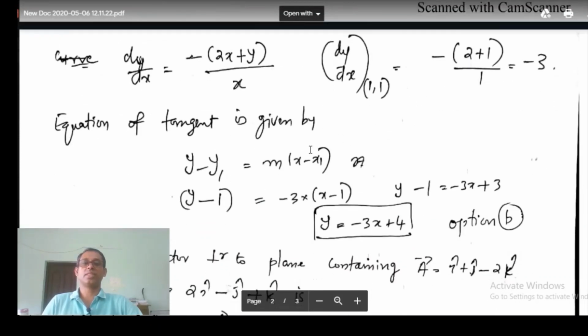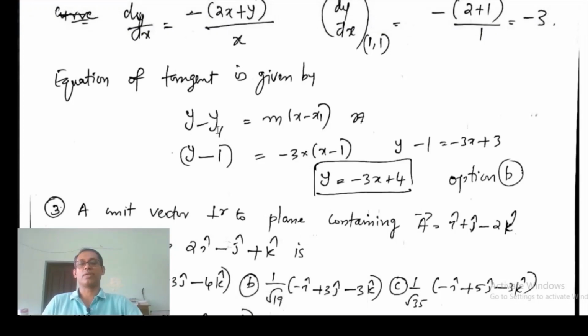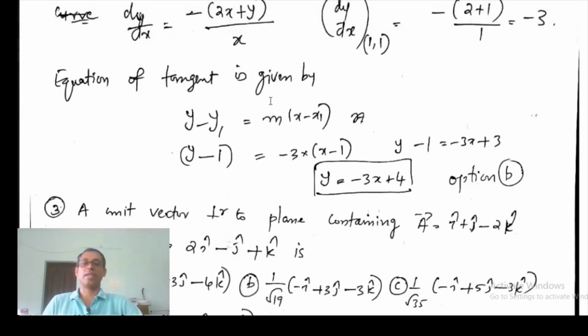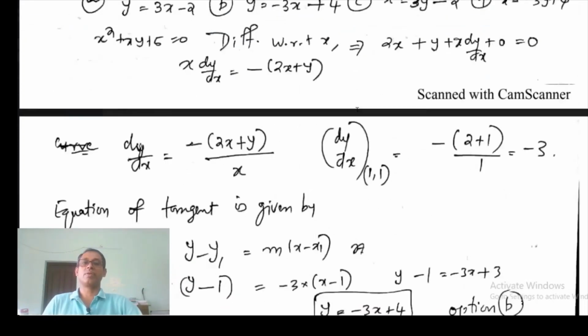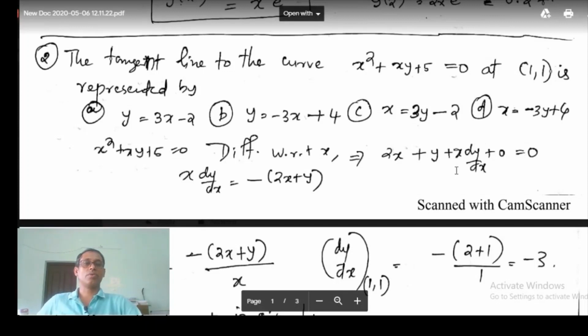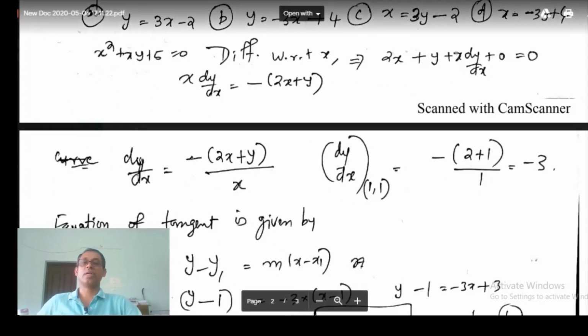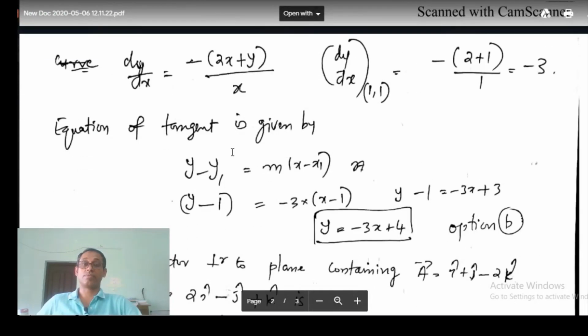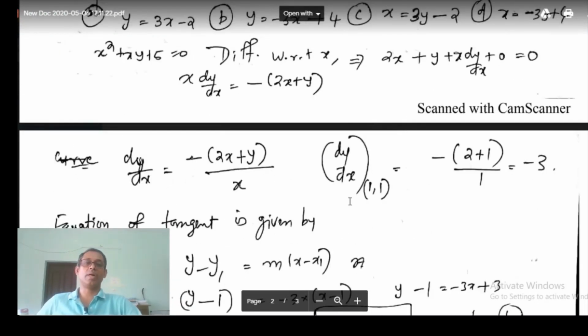The equation for the tangent is y minus y1 equal to m into x minus x1. Here m is the slope, which is dy by dx, and x1, y1 is the point where we find the tangent, and m is the slope at x1, y1. So what we do is we differentiate this with respect to x. So you will get this, and dy by dx is this. So dy by dx when x and y are 1 is given by this, minus 3.